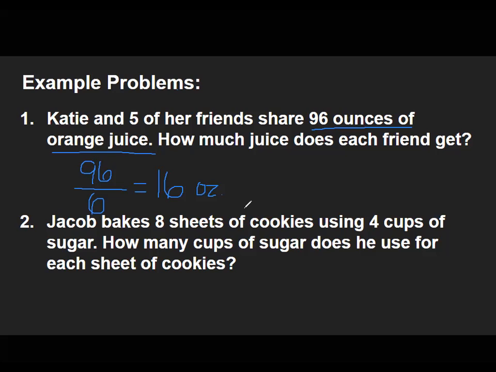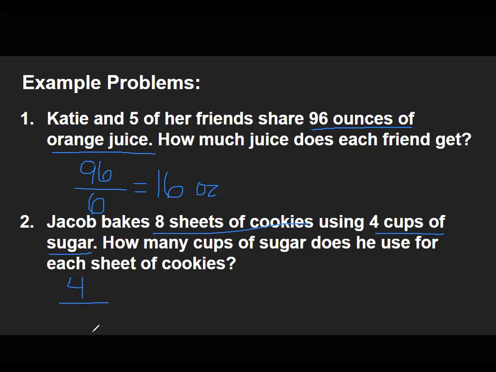So let's look at question 2. Jacob bakes 8 sheets of cookies using 4 cups of sugar. How many cups of sugar does he use for each sheet of cookies? So our first question, what is being shared? So in this problem, he's baking cookies, and the 4 cups of sugar is being shared to bake all of these cookies. So 4 is going to be our numerator.